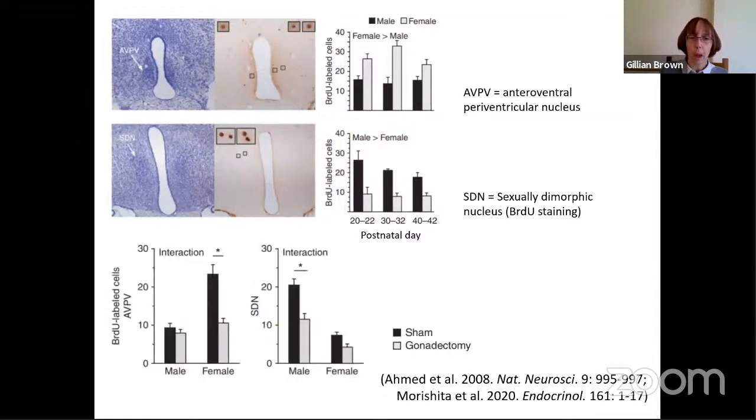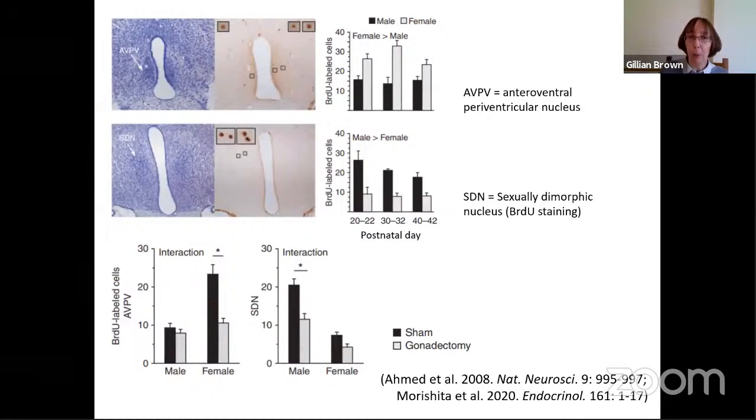And what Cheryl's group did was to gonadectomize, so remove the testes or the ovaries of individuals before they went through pubertal development. So individuals either got a gonadectomy operation or they were sham individuals. The left-hand part shows the AVPV, and this shows that gonadectomized females no longer show that higher number of labeled cells in the AVPV. In contrast, in the SDN, if you castrate males before puberty, then they no longer show that higher level of cell number in the SDN, which strongly suggests that hormones produced by those gonads are having an impact on the brain in terms of maintaining cell number or increasing cell number or reducing cell death in those areas.